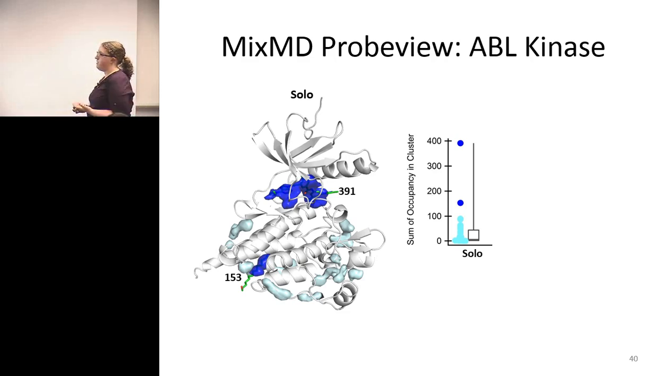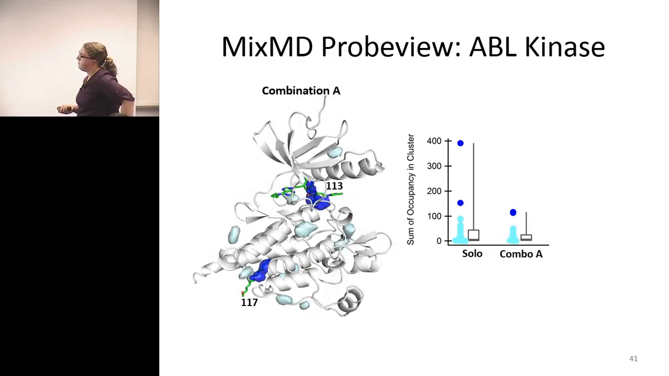So directly from these simulations, you can see which clusters on your protein surface correspond to the binding sites. We did the same thing for each of the solvent mixtures. Combination A is the solvents run in pairs. You can see again that we identify the active and the allosteric site as the top ranked sites.